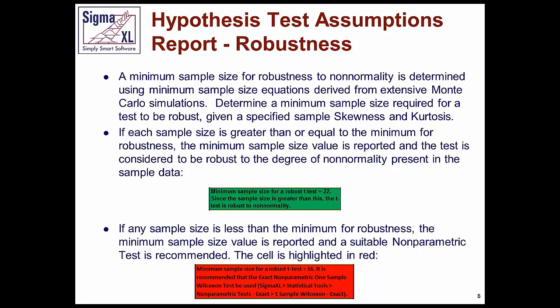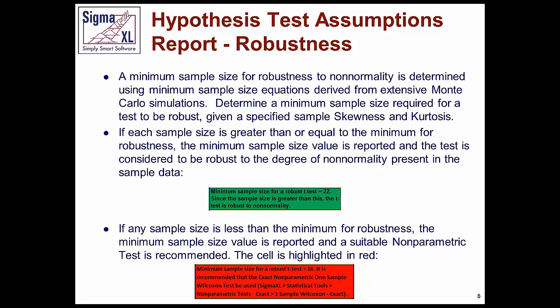So all that work that was in the templates, robust t-test and ANOVA minimum sample size, we built that in, so now it's done automatically. And you get the report: if the sample size is greater than the minimum, it's green. If it is less than the minimum, then it's red. So saying, look, you have non-normal data, and you do not meet the minimum sample size for robustness. So that's given to you as a warning. And then also we recommend the appropriate non-parametric test.